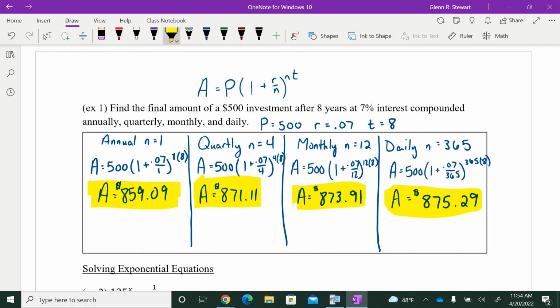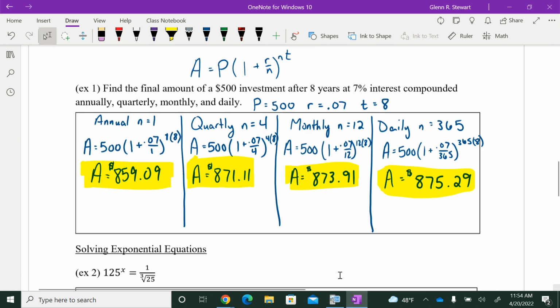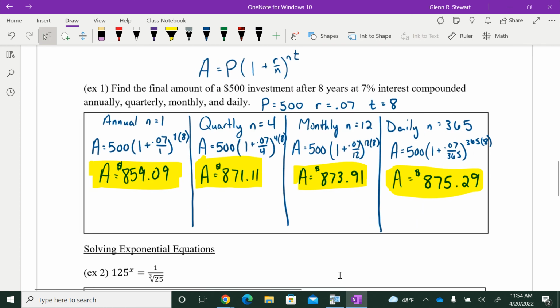All right. What do you notice about the amounts? They keep going up. So the more you compound something, the more money is going to be generated, the more interest is going to be generated, and the more money you're going to end up with in your investment. All right, so that is part 2 of our notes about compounding.